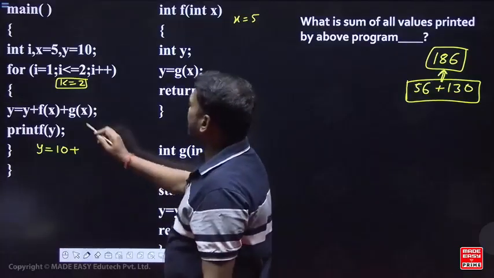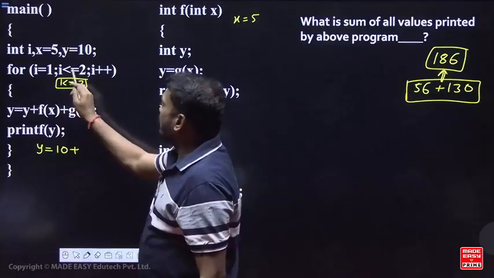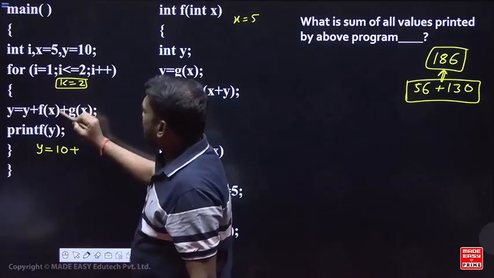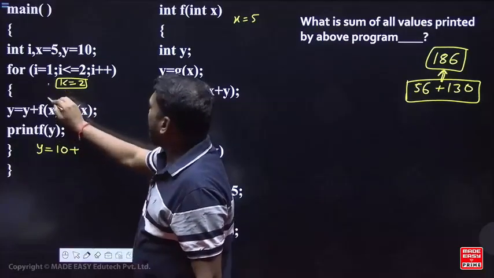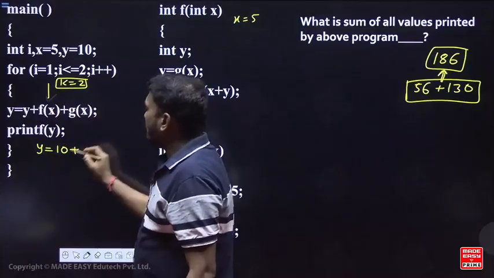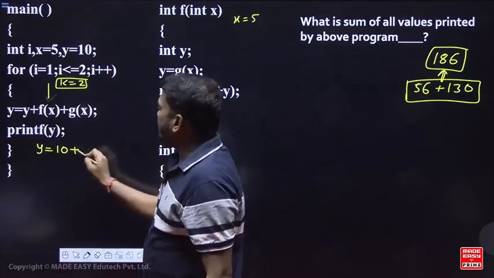Okay, listen here. So first, i equal to 1, i less than or equal to 2. So 1 less than or equal to 2, the condition is true. If the condition is true, you go inside the for loop. Now y equal to y plus f of x plus g of x. What is the y value? 10. 10 plus f of x.